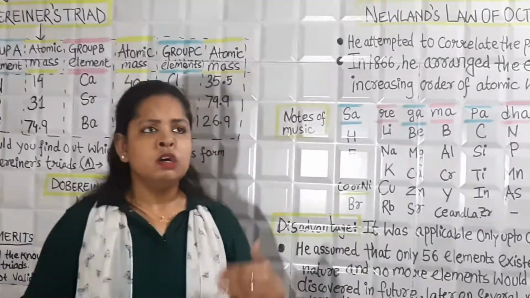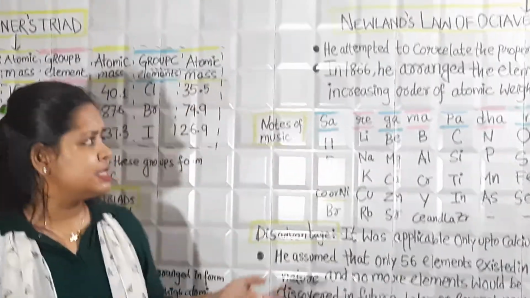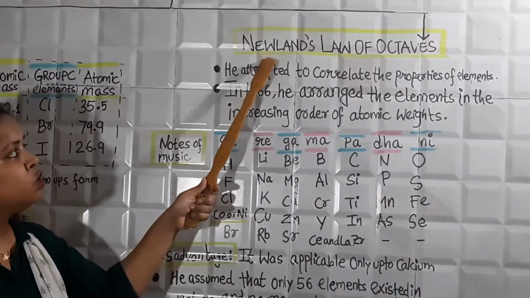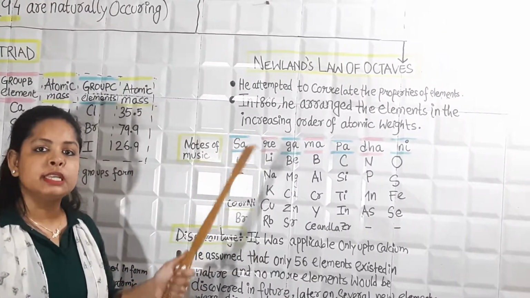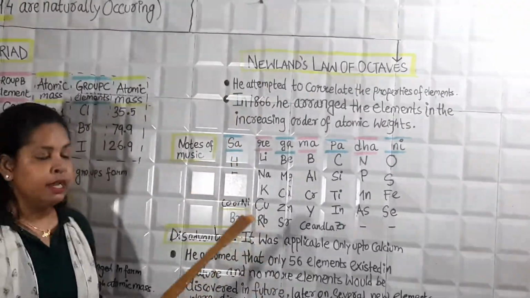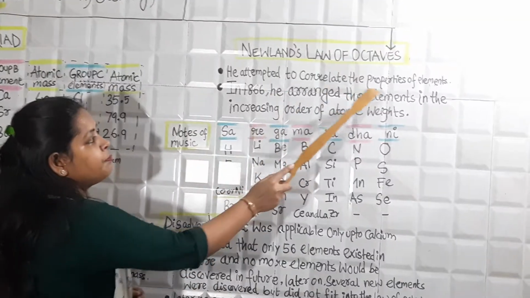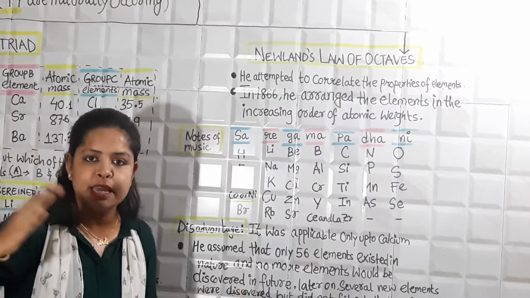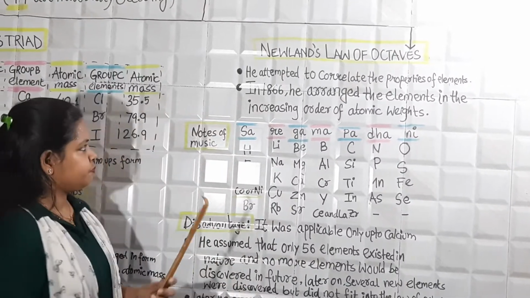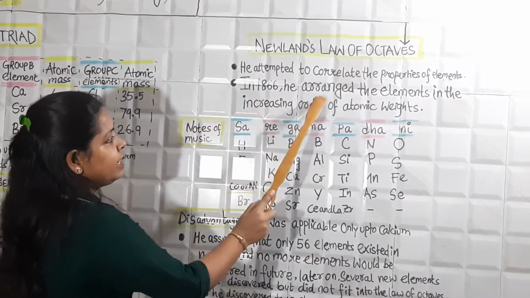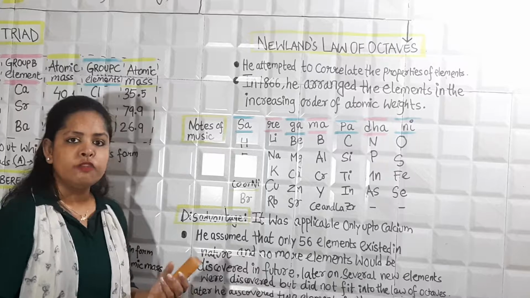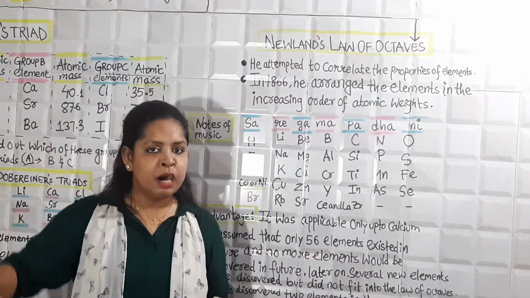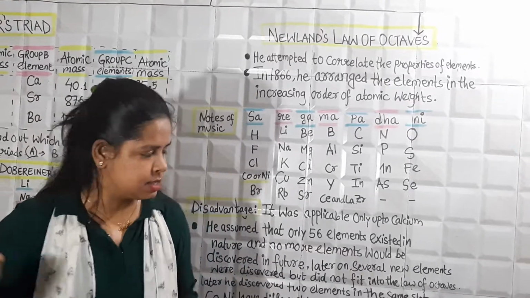Later on, after a few years, in 1866, another scientist, Newlands, gave another law known as Newlands' law of octaves. He attempted to correlate the elements which share the same properties. In 1866, he arranged all the elements in the increasing order of atomic mass.